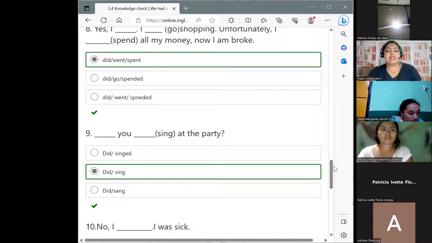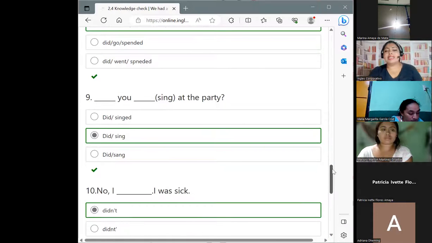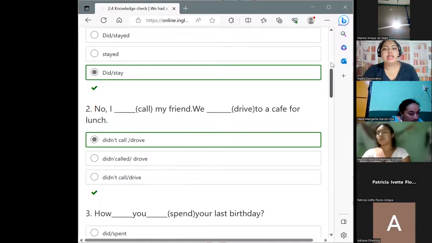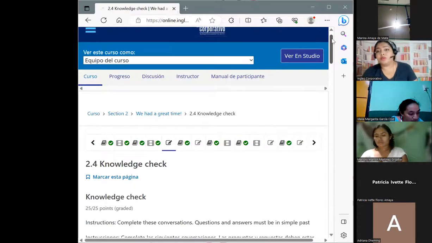Number nine, did sing. And the last one, didn't, because there is a negative statement, or in this case, it is a negative answer. So that's why we're using the auxiliary didn't. In this case, did plus not. Okay, in this case, we have completed the knowledge check 2.4.